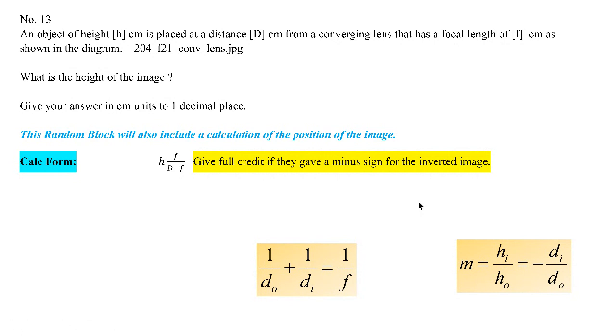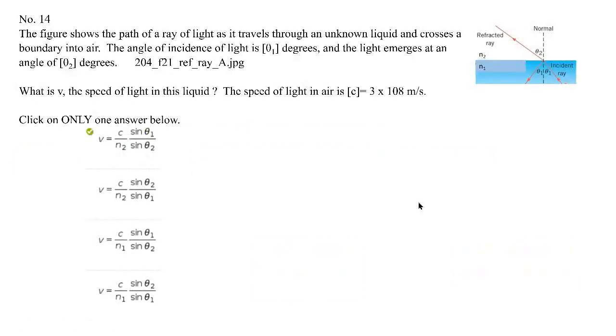Okay, so now let us come to this one. The figure shows the path of a ray of light as it travels through an unknown liquid and crosses a boundary into air. So this is N1, this is N2, where the ray was coming from the liquid and going out. All right, and for the angle of incidence I have theta 1 and theta 2, where this is theta 1 and this is theta 2.